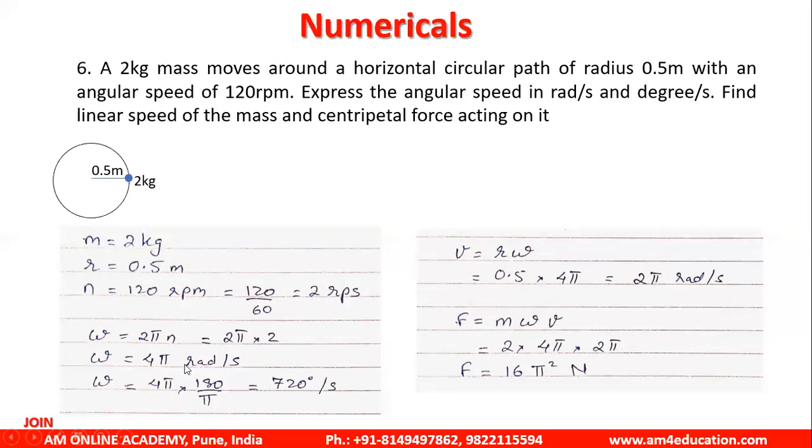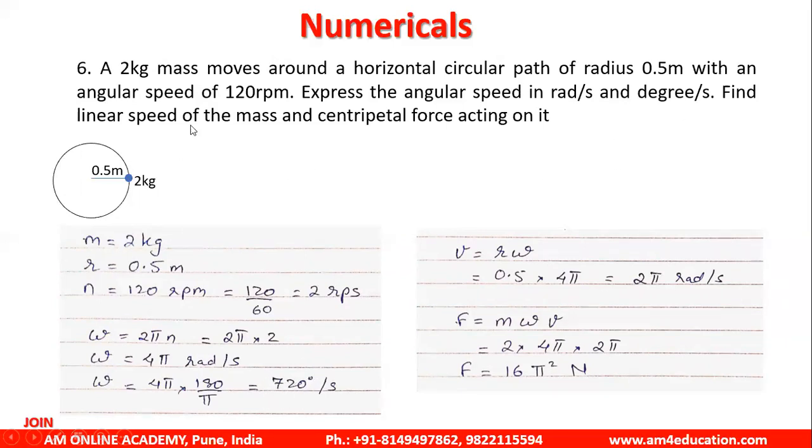We have studied in maths last year how to convert degree into radian and radian into degree. Now here we are going to convert radian into degree. For converting radian into degree, you multiply by 180 by pi. So that comes out to be 720 degree per second. So the angular speed is 4 pi radian per second, and 720 degree per second.